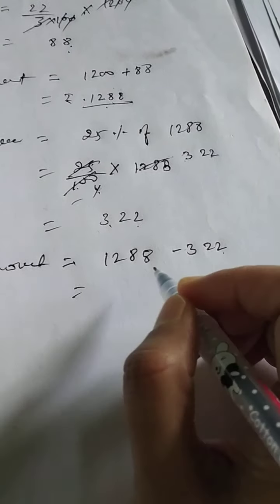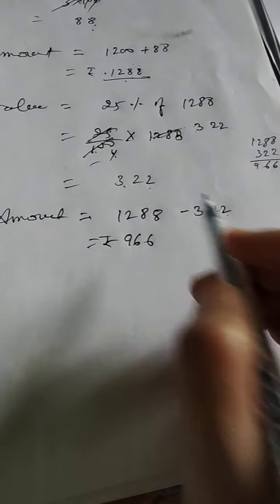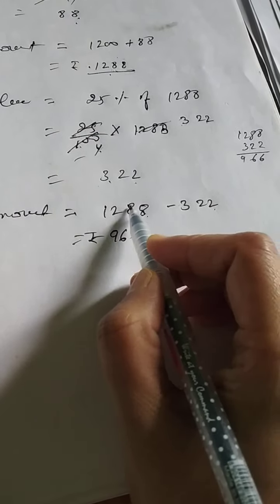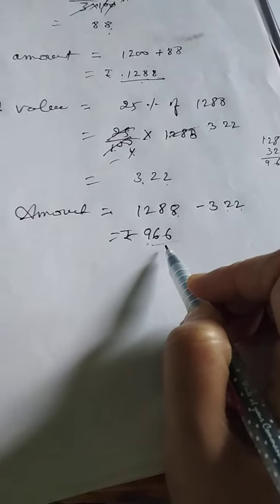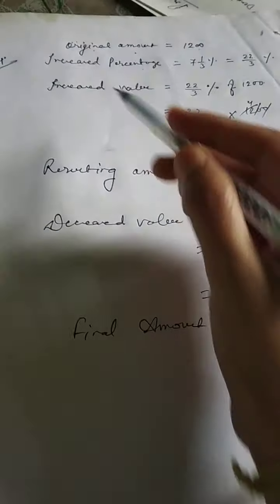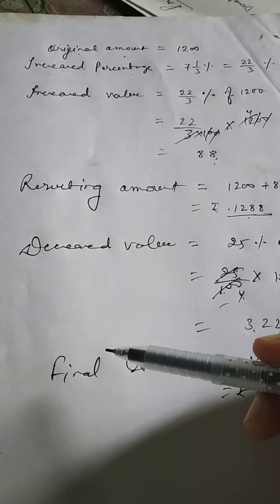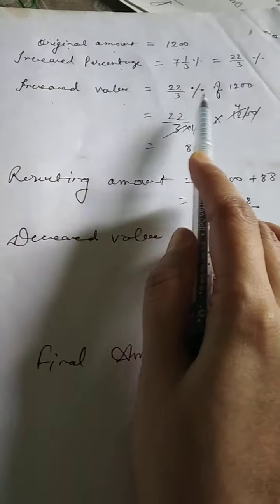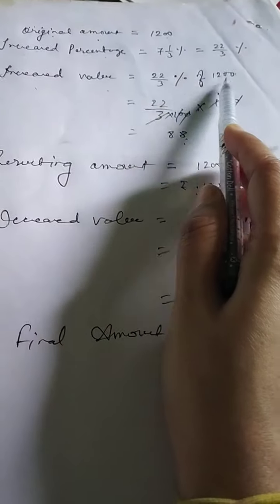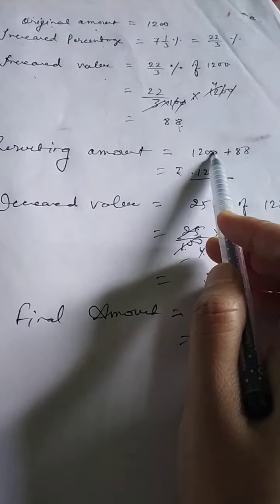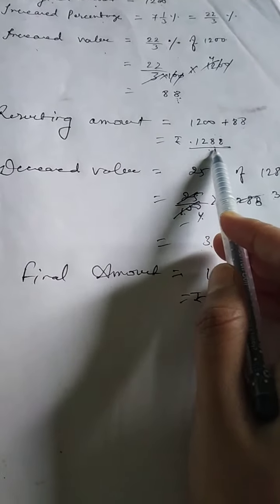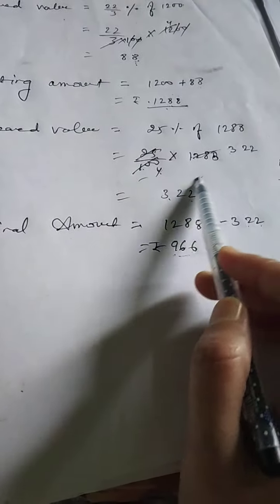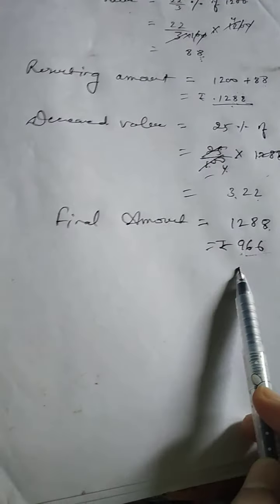So 8 minus 2 will be equal 6, and then 8 minus 2 6, 12 minus 3 9. 966 is its answer. Got it? Stepwise, step you have to do. Increased value we will find first, because this much percentage was increased. So after that we will add, because this is increased value. Now the resulting is this. After that 25% decrease, so we will minus it.